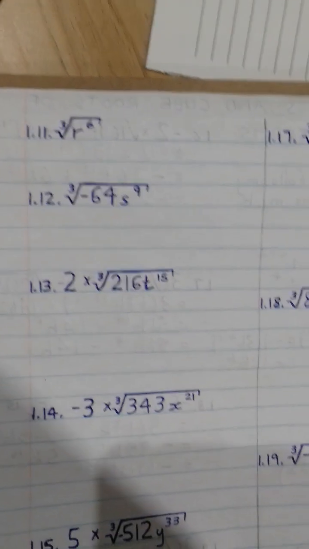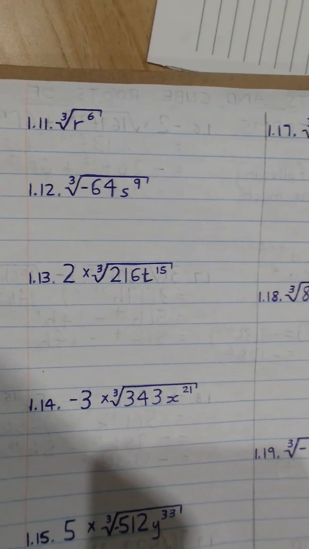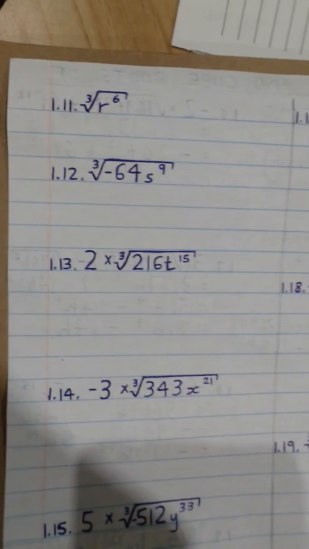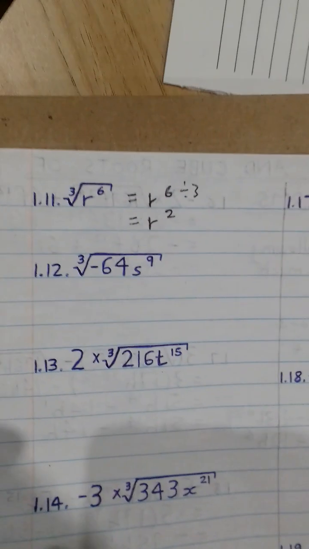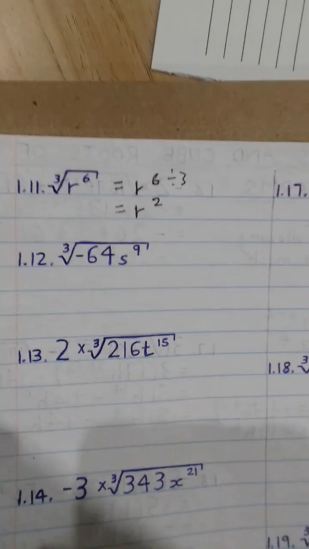1.11, we have the cube root of r to the power of 6. Remember, if it's cubic root or cube root, you take the interior exponent, which is 6, divided by 3. 6 divided by 3 is 2. So the final answer is r to the power of 2, or r squared.